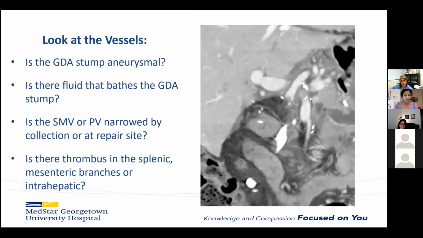And then the vessels. Every single time, I think honestly, this is one of the first things, at least I think is really important because it can really get the patient in trouble. Is the GDA stump aneurysmal? Is it healthy? Is it bathed in fluid? How long is it? Those things I think are really important.